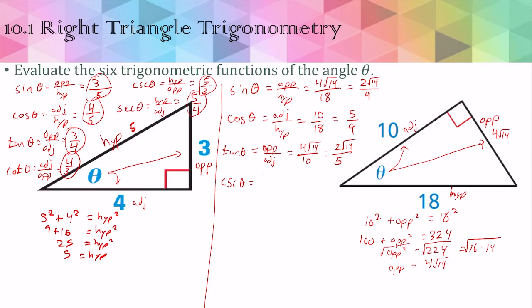Cosecant is the reciprocal of sine. It's the hypotenuse over the opposite. I am just reciprocaling that one. But I can't have a square root in the bottom. So I need to multiply the top and bottom by square root of 14. So it'll be 9 square root of 14 over, square root of 14 times square root of 14 is 14, times 2 is 28. So it's 9 square root of 14 over 28.